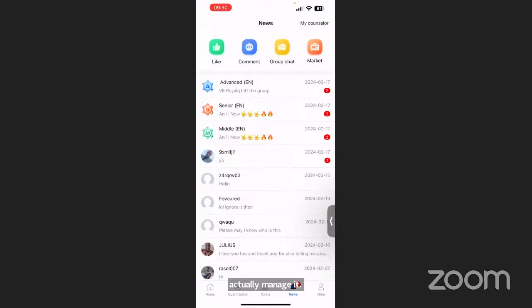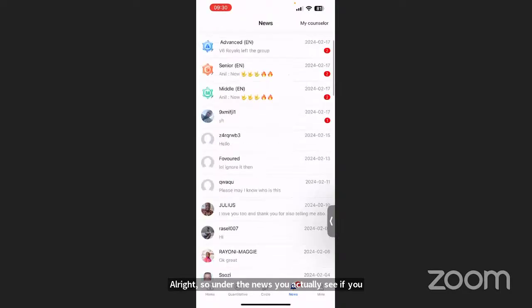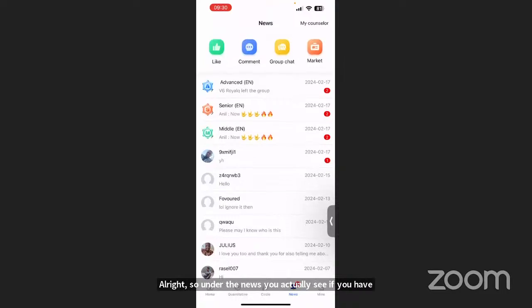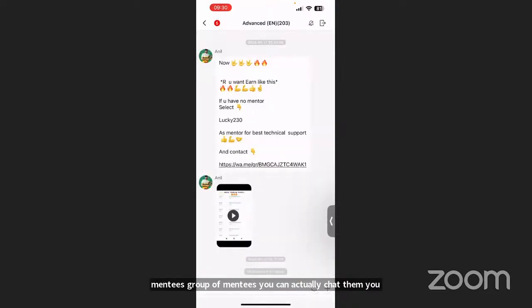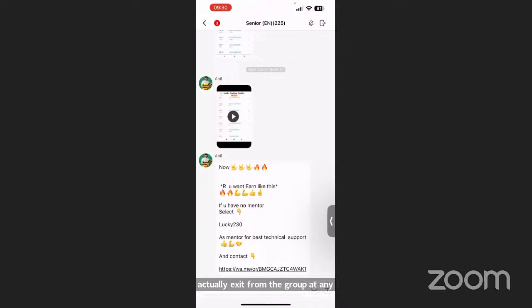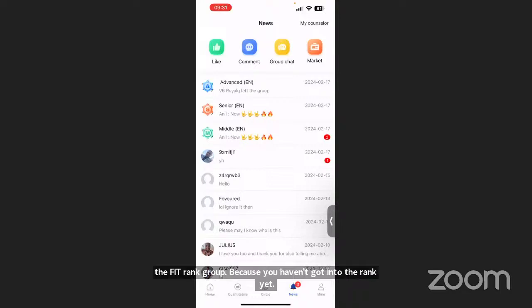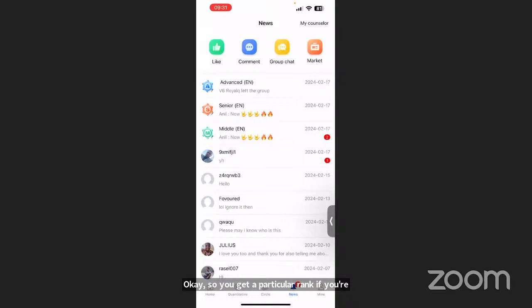All right. So under the news, you actually see if you have mentees, group of mentees, you can actually chat them. You can also join the Royalq groups, okay? You can actually exit from the group at any time. You can mute it so messages won't be bothering you. If you are on the first rank, I'm sorry, you cannot join the fifth rank group because you haven't gotten to that rank yet. Okay, so once you get to a particular rank, you can join their groups.